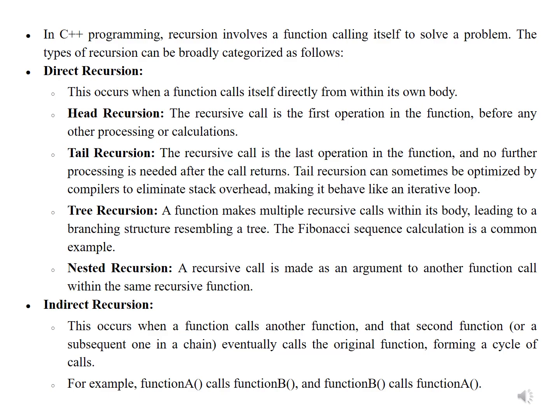Indirect recursion: this occurs when a function calls another function, and that second function or a subsequent one in a chain eventually calls the original function, forming a cycle of calls. For example, function A calls function B and function B calls function A.